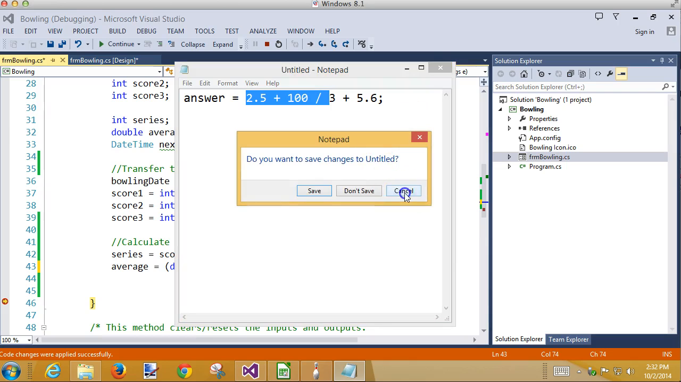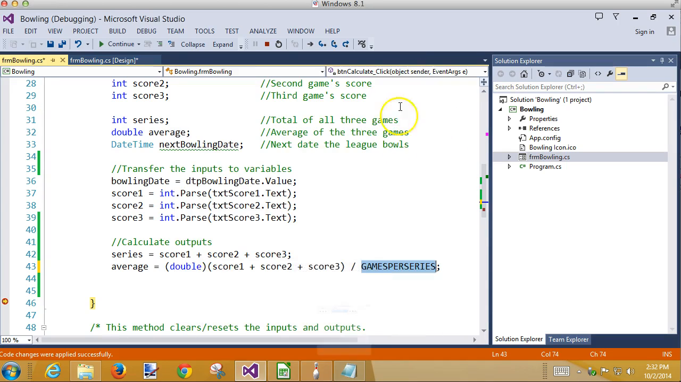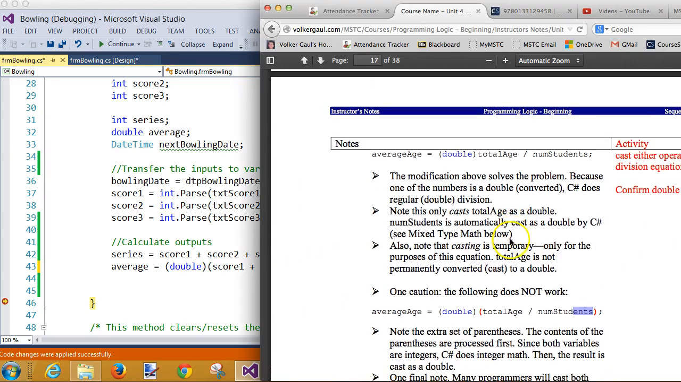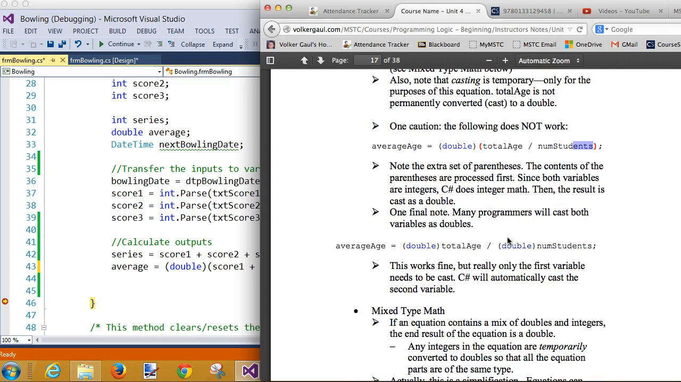Questions? Why does it have to be so complicated? It's programming. If it were easy, everybody could do it and not have to pay me.